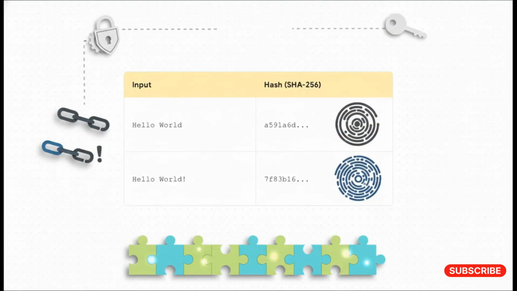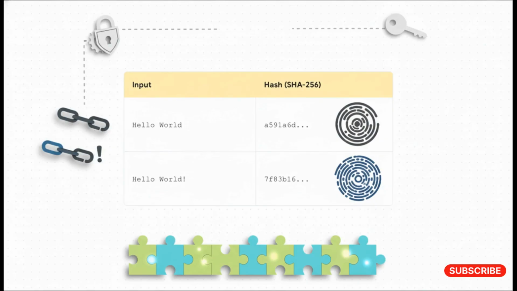And this is a perfect example of that effect. Just look. The original input is "Hello World." And you can see its unique hash right there. Now, check out the modified version. All we did was add a single exclamation point at the end. That's it. But look at that new hash. It's not even close. It's a completely different jumble of characters. This is why tampering becomes so easy to spot.